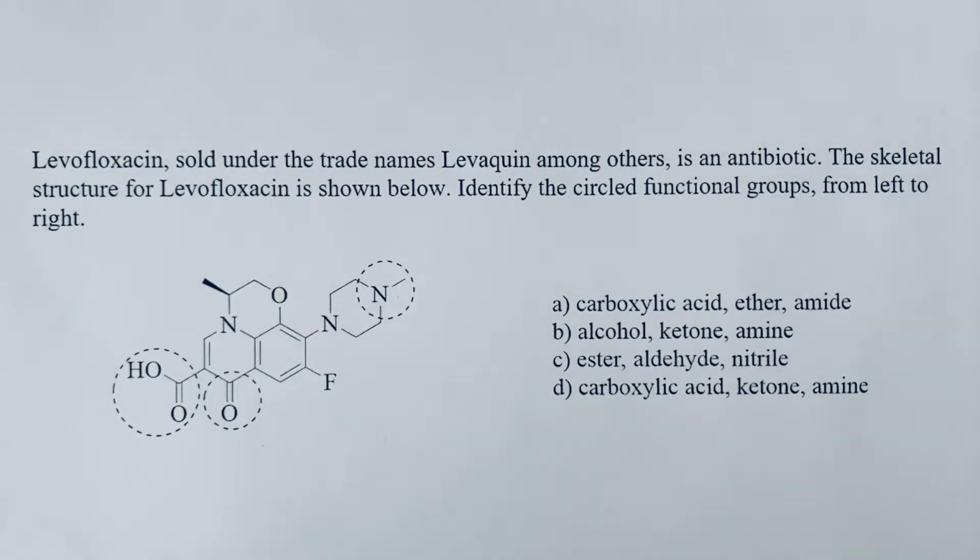So in this problem, we are given the structure of an antibiotic and we are asked to identify the circled functional groups. So we're going to look at this example and we're going to look at two more examples just like it in this video.